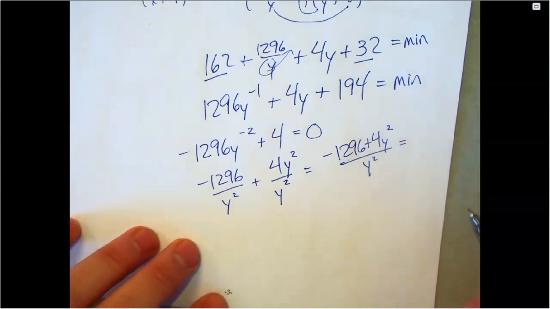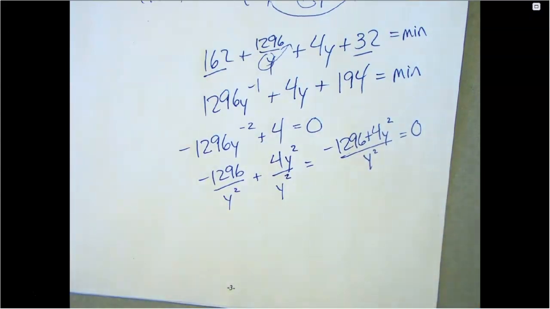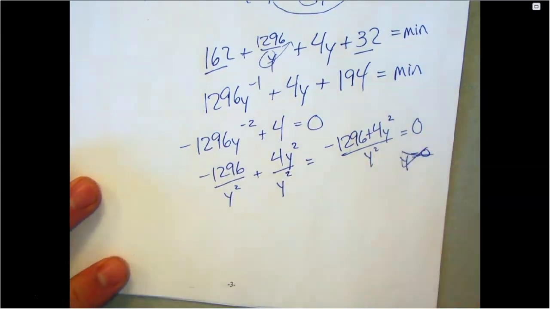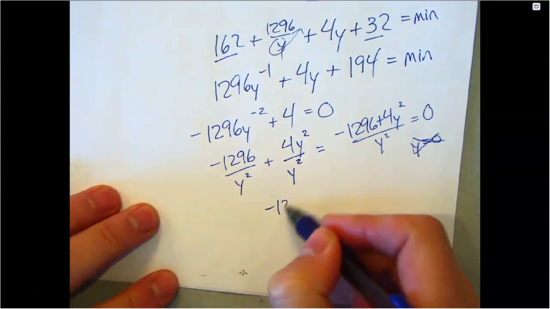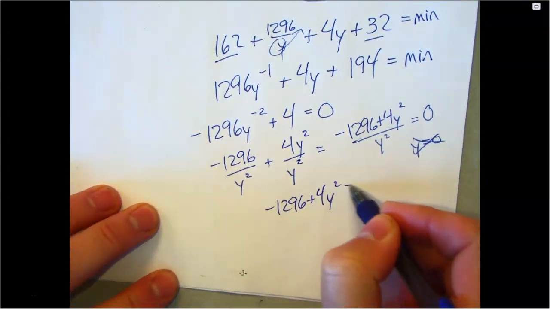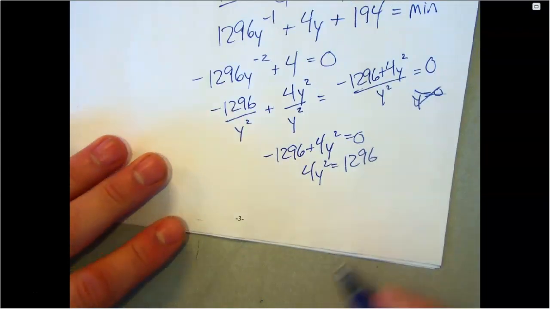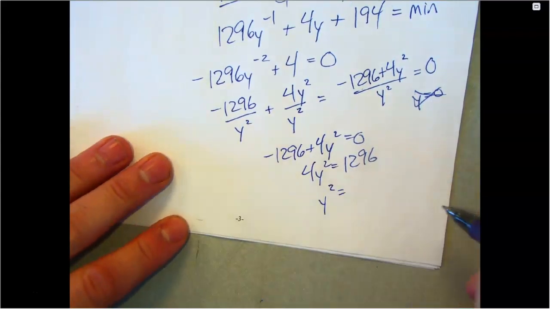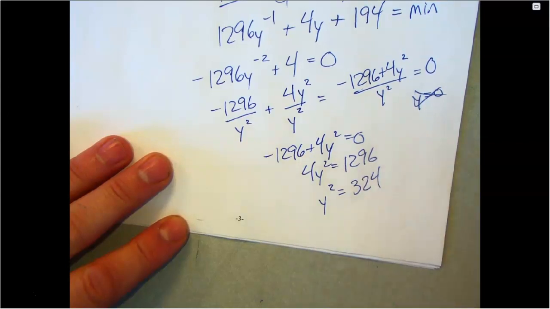My job is to set the top and bottom of that equal to 0. The bottom is just going to give me y equals 0, in which case I'd have a 0 by 0 rectangle. That doesn't make any sense, so I can disregard that one. Y equals 0 just doesn't make any sense given our problem. And I'm going to solve negative 1296 plus 4y squared equals 0. So 4y squared equals 1296. If I divide that by 4, I get 324.